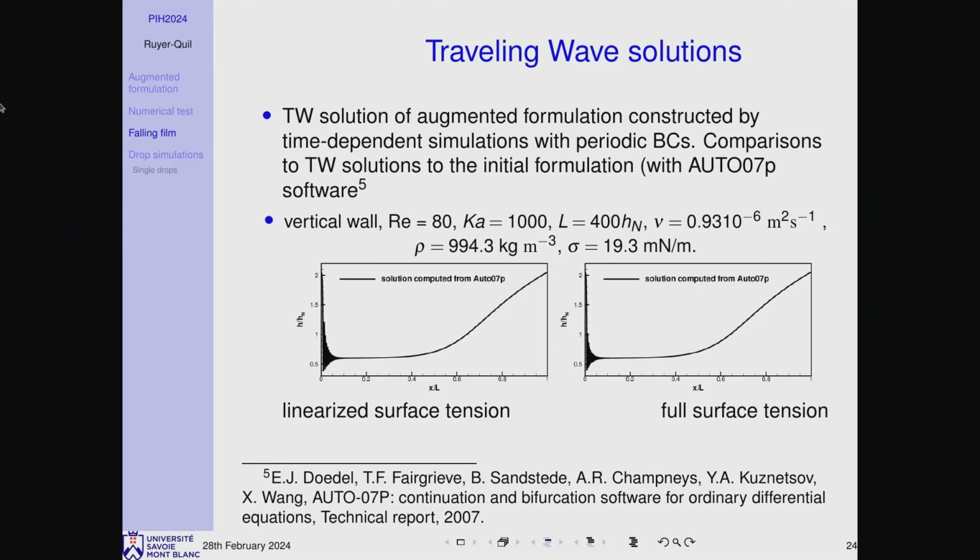So we computed traveling wave solutions by time integration with periodic boundary conditions, and we compare them to the same solutions we can obtain by the continuation method. So the two agree very well. You have the profiles of the waves with the accumulation of capillary ripples preceding the main hump. This is the main hump, and at the front of the wave are the capillary ripples.